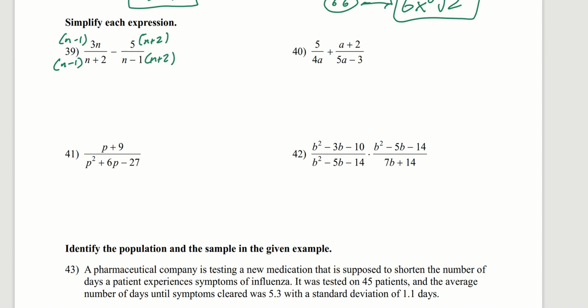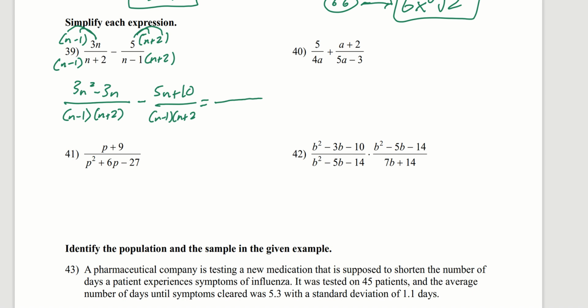So what do I get when I do that? Well, I have 3n times n and times -1. That would be 3n squared minus 3n over that common denominator that I'm creating, n minus 1 and n plus 2. And then minus 5 times these 2 things. So that would be 5n and plus 10, and then over again that common denominator that we are creating.